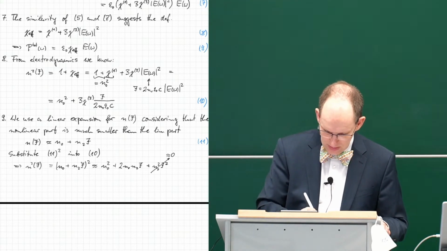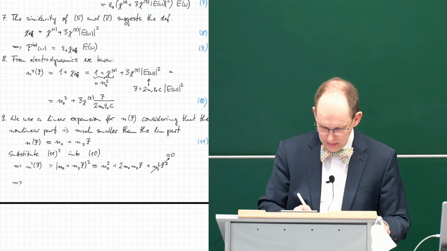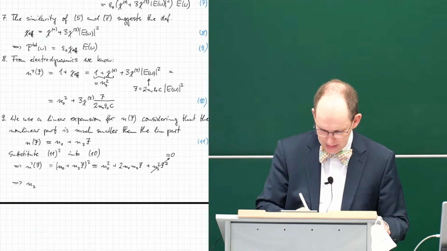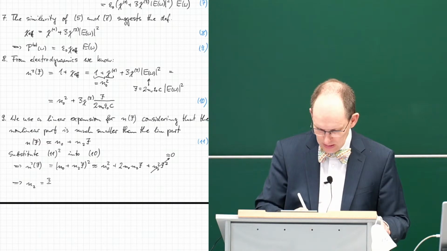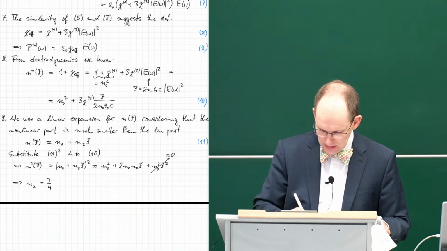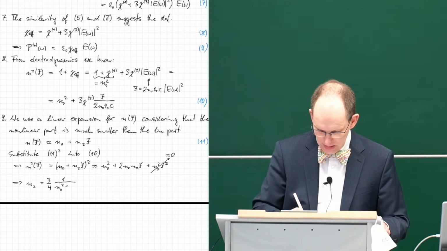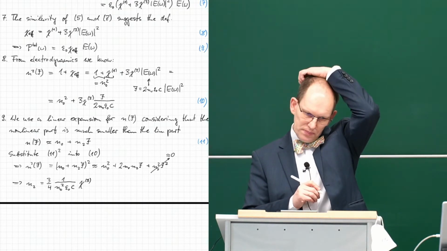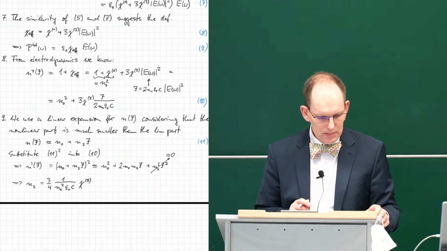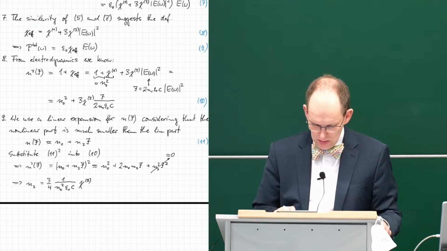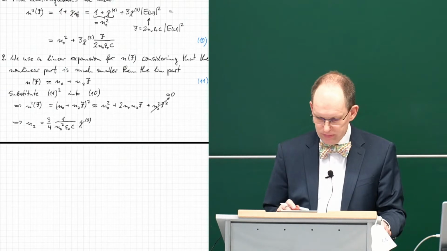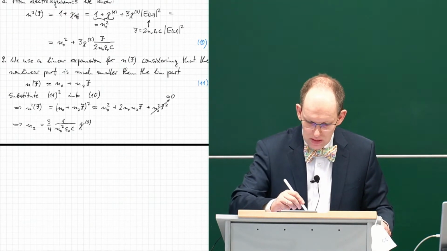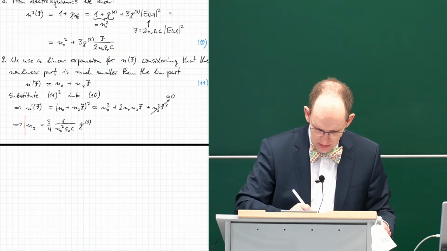And then you can immediately solve for n2. What we find is that n2 is equal to 3 over 4 times 1 over n0 squared times epsilon 0 times c, and the third order nonlinearity. That's an important equation, so it's justified to frame it.